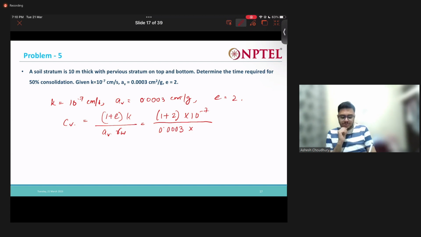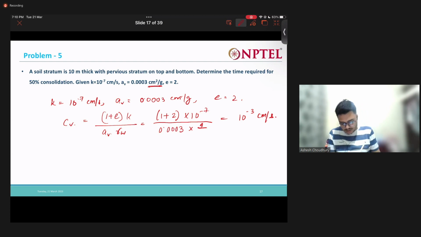What value of gamma W shall we put here? No, 1. Everything is in centimeter and gram, right? This one is also given in centimeter per gram, the G value, this AV value. So you can directly put 1. Okay, so 10 to the power minus 3 centimeter squared per second is the CV value.